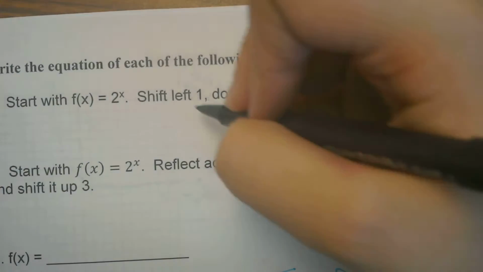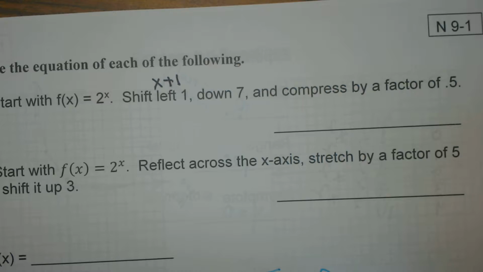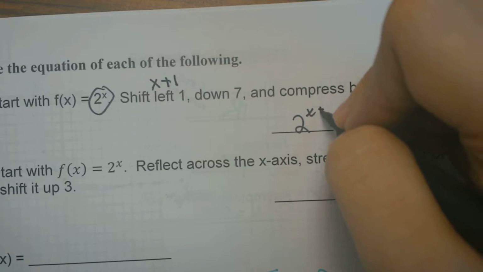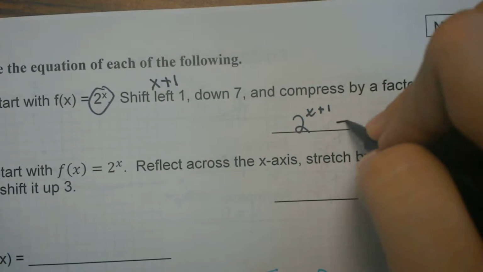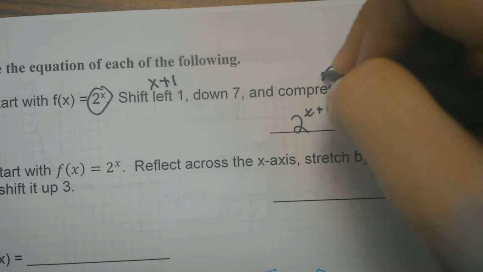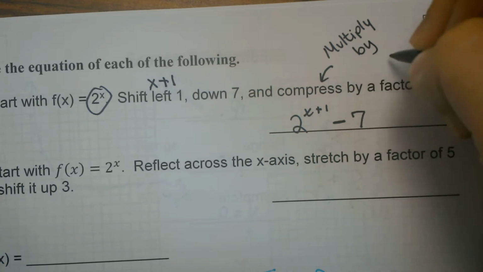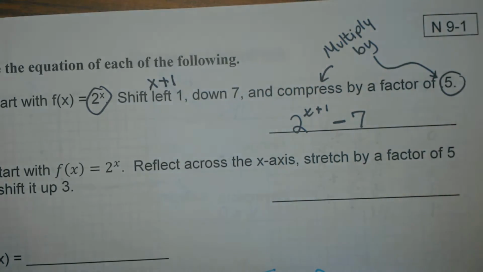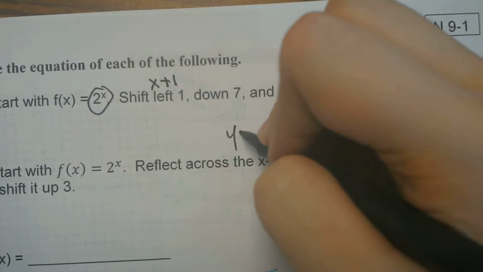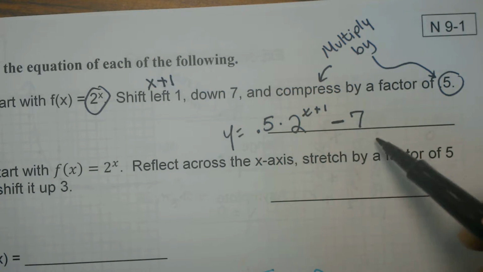So if I'm shifting to the left, I'm going to add x plus 1. And it tells me my parent function's 2 to the x, so I have 2 to the x plus 1. Then going down, I'm going to subtract 7, and then a compression. I'm going to multiply by 0.5. So y equals 0.5 times 2 to the x plus 1 minus 7.